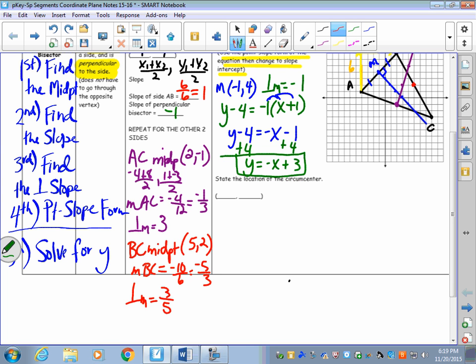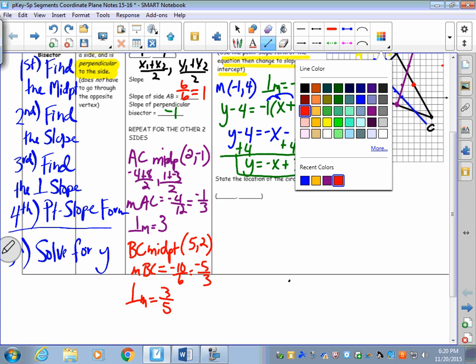Now, I'm going to start at my midpoint of side BC, and I'm going to use my perpendicular slope to plot additional points to get to my line. So with the slope of 3/5, we'll go up 3 and to the right 5. Or I could go down 3 and to the left 5. And notice again, the line does not have to go through the opposite vertex. It does that only in special cases. So I'm going to connect my line here, creating the perpendicular bisector.